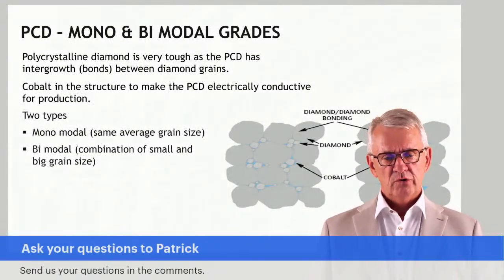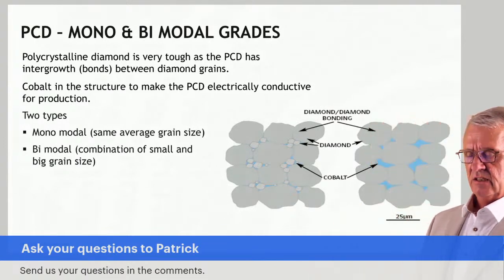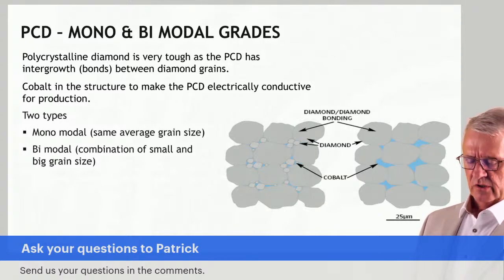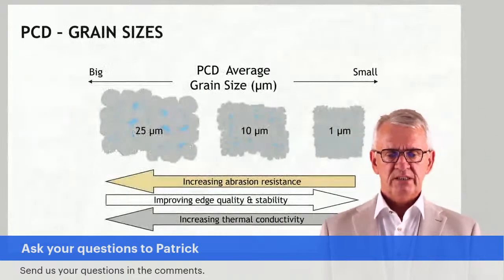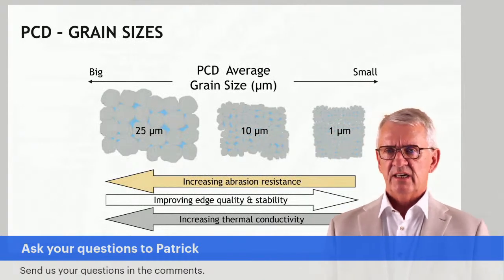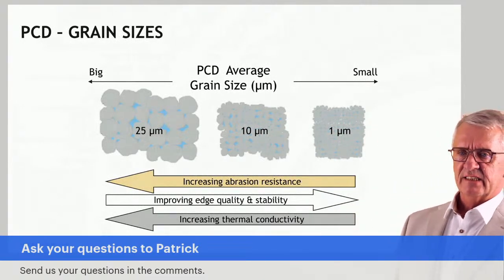Mono and B model grades. Mono is: I have one type of grains in the structure. B model is that I combine different grain sizes to create a stronger structure. That creates two subfamilies.